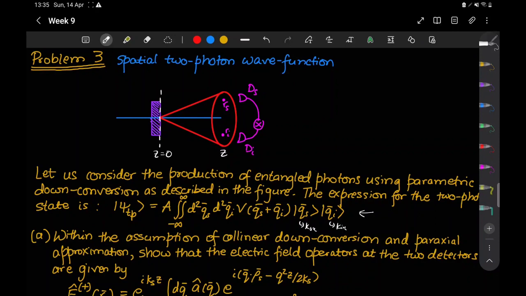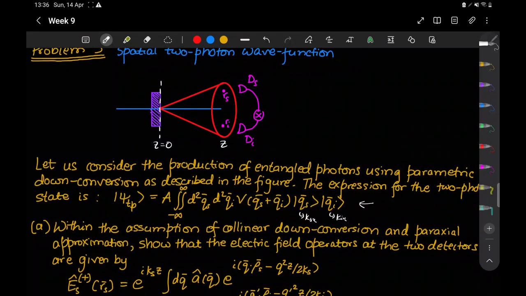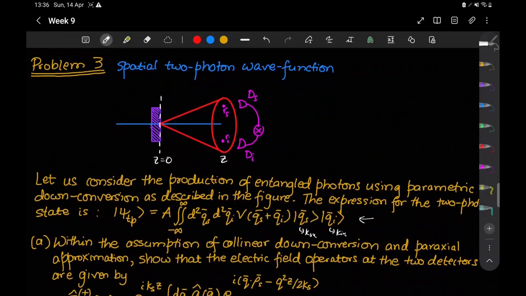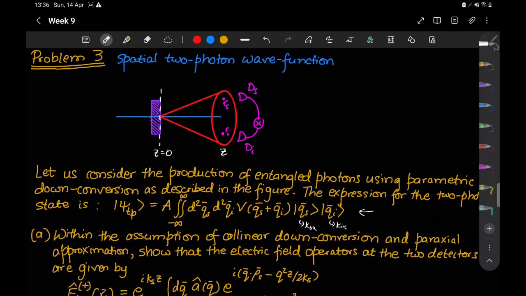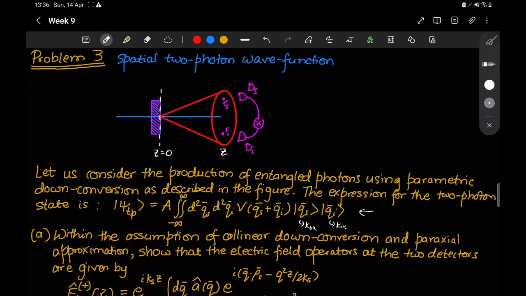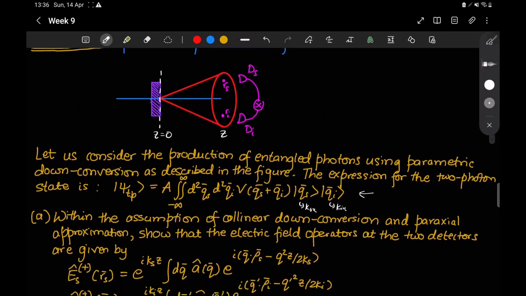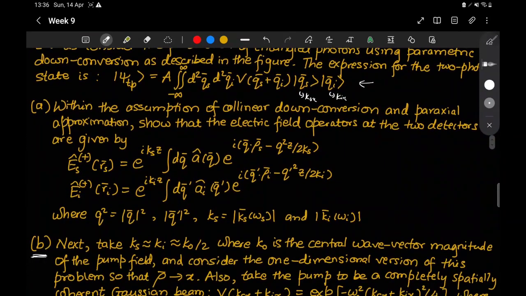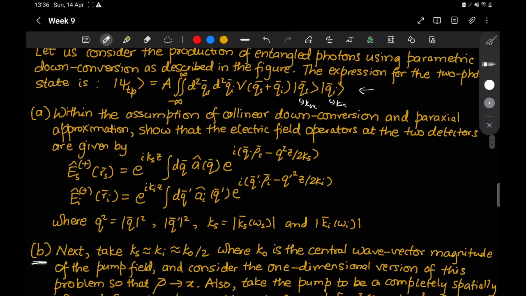So this is the spatial two-photon wave function, the setup. We have this PDC crystal and then we have two detectors, DS and DI. The question is, let us consider the production of entangled photons using parametric down conversion as described in the figure. The expression for the two-photon state is given by this particular expression for psi Tp. Part A says, within the assumption of collinear down conversion and paraxial approximation, show that the electric field operators at the two detectors are given by the following expressions.